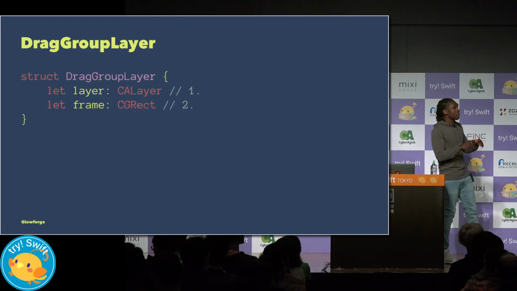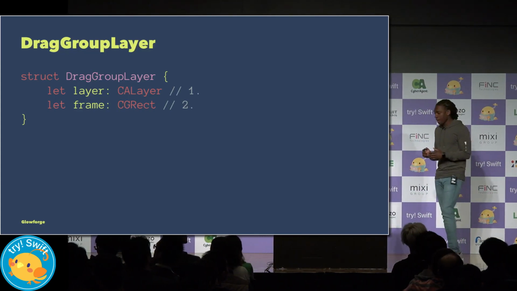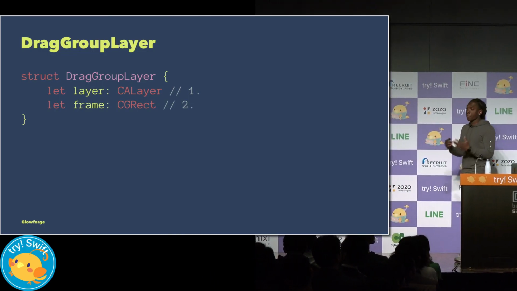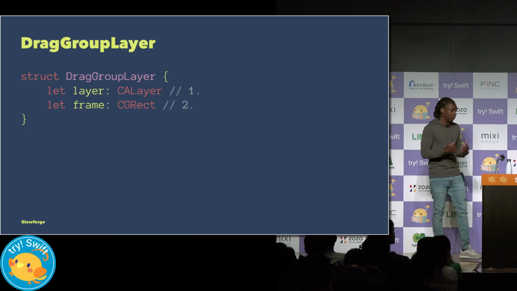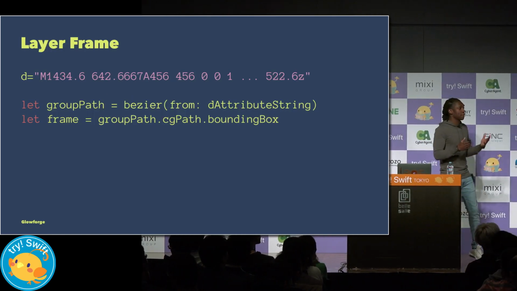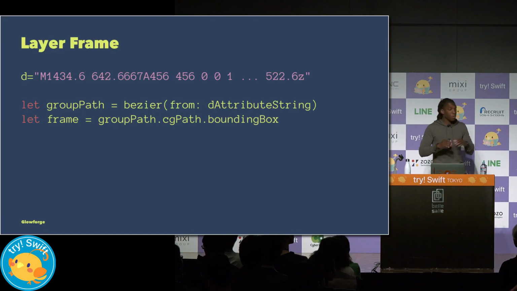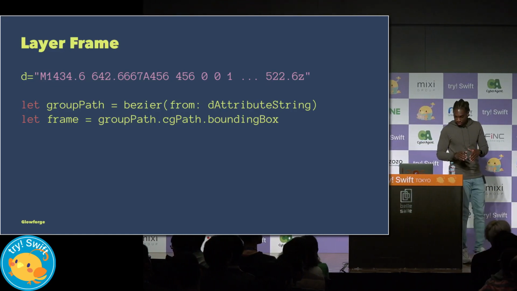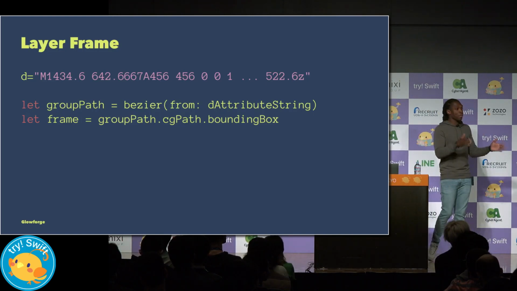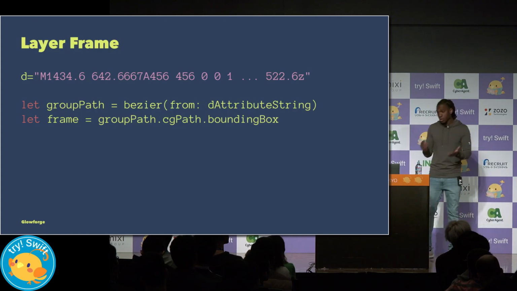For the layer or the path representing the circle, we can have a model that looks something like this. First, we have a layer, and the layer itself has a frame that can be used to position the layer within a view. And this is how we will find the frame of the layer or the circle inside of that coaster. We will use this dpath data, and we can use it to draw a Bezierpath. And once we have the Bezierpath, we can use the bounding rect property on CGPath to get a frame that we can use to draw our layer.